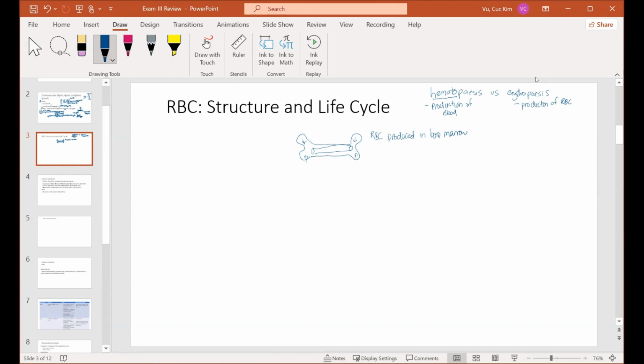Yes, exactly. Make sure you know the distinction, because this is one of the more common ones that students make mistakes on, since it sounds so similar. All right, so we're talking about erythropoiesis right now.